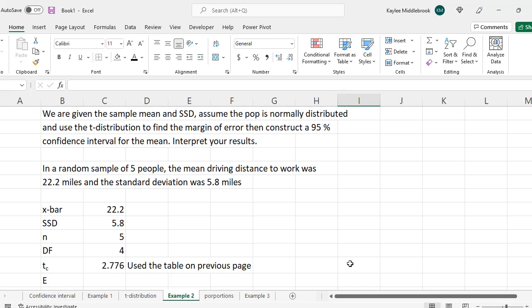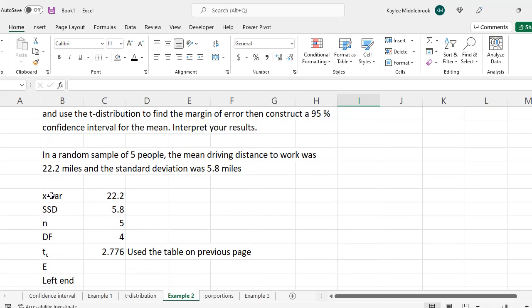So for this question, we have a random sample of 5 people where the mean driving distance to work was 22.2 miles and the standard deviation was 5.8 miles, and that was a sample standard deviation that was given to us. So I copied that information down, where our x bar is 22.2, the sample standard deviation is 5.8, our n is 5, and then our degrees of freedom is n minus 1, which is that 4 right there.